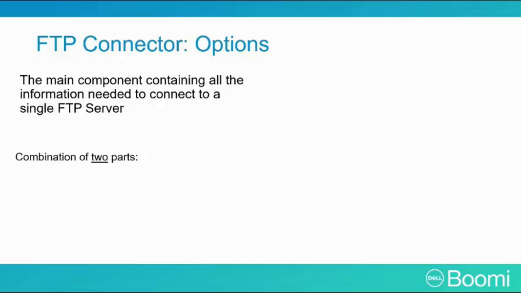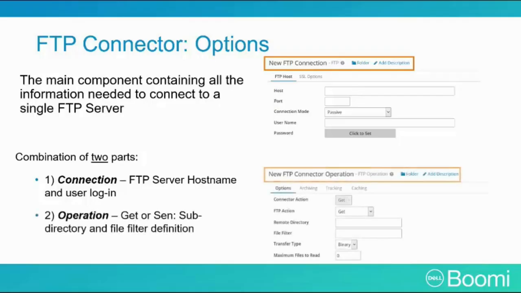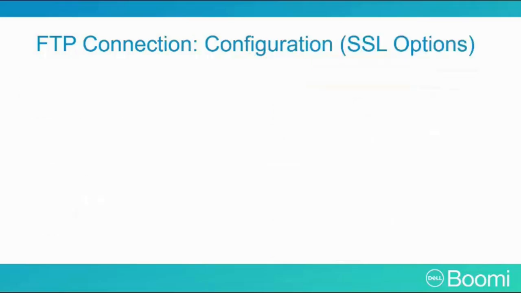Like any connector, it is a combination of 2 parts. The first being the connection, or the where, which is the FTP server hostname and user login. The second is the operation, or the how, which is a get or send action along with a subdirectory and file filter definition. First, you create a reusable FTP connection component. Here's what each connection option does.